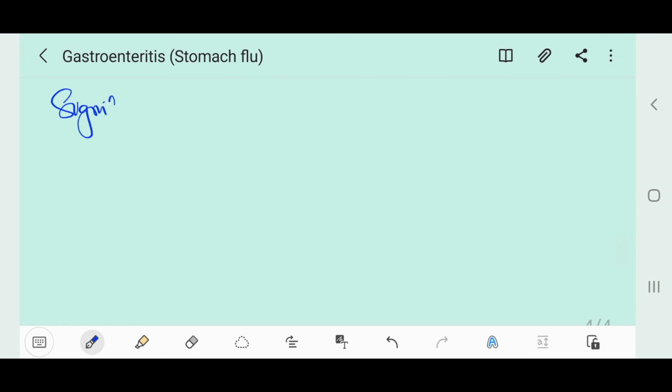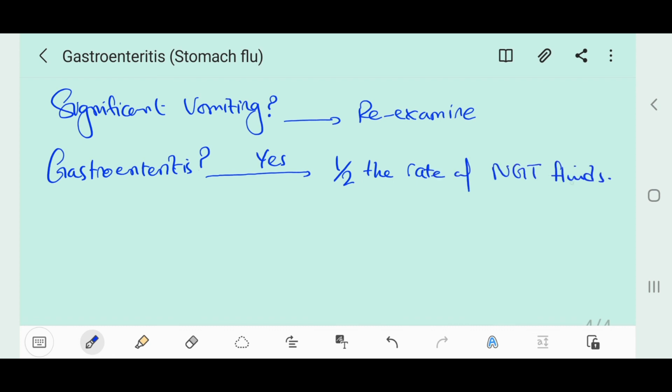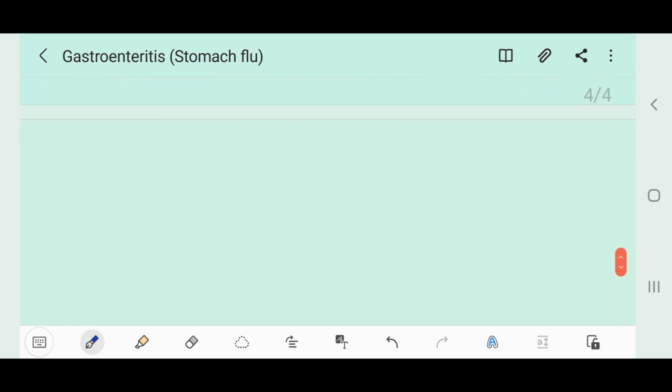If patients continue to have significant vomiting, meaning 2 large vomits in an hour, or significant abdominal pain during nasogastric rehydration, then we should re-examine to exclude differential diagnoses, including the development of ileus. If we're still satisfied with the diagnosis of gastroenteritis, then the solution is to halve the rate of nasogastric fluids. If the vomiting continues despite this, or if profuse diarrhea is present, then we consider slowing the rate of nasogastric rehydration, or we can consider IV fluids.